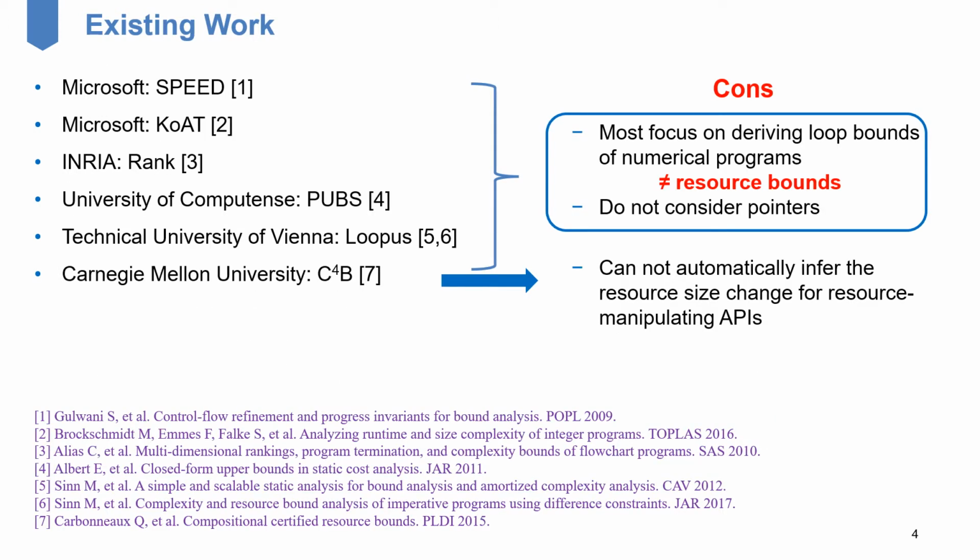Secondly, existing work. From SPID to C4B, most of them focused on deriving loop bounds of numerical programs, which is different from resource usage bounds. They also do not consider pointers. Among them, although C4B considers resource usage bounds, it cannot automatically inform the resource size change for resource manipulating APIs. This challenges us in deriving resource usage bounds.